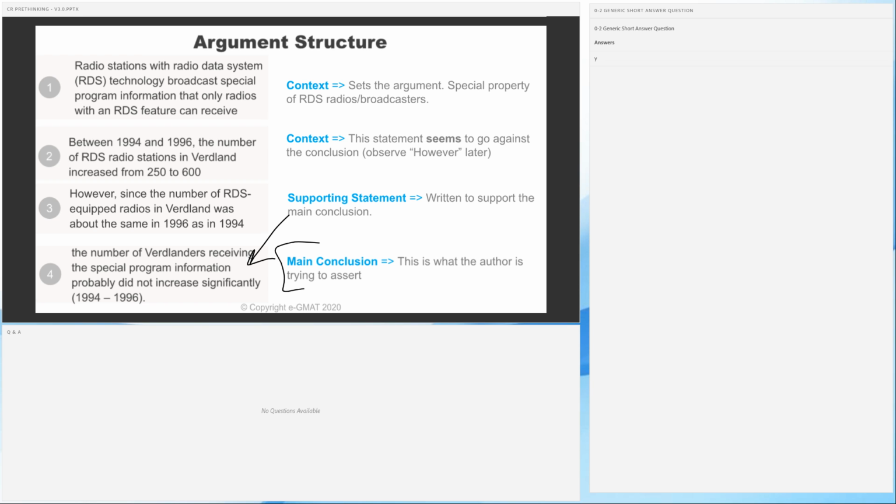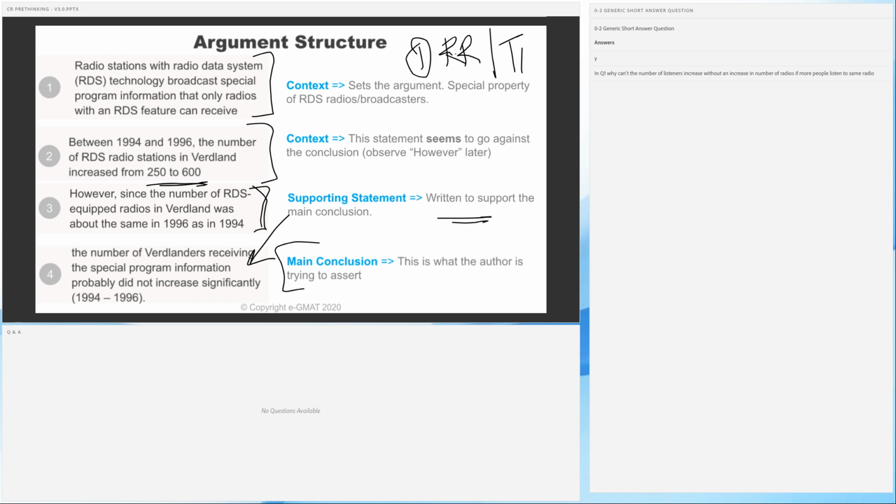Now, there are a couple of things that happened between 94 and 96. The number of RDS radios, which is the number of radios that people have in their houses on which people listen, remained the same. So there were a million radios in 94, there were a million in 96. But the number of transmitting towers increased a lot. They more than doubled. Okay. All right. And then you have this context here which says, hey, if you want to get that special program information, you need a mated pair. You need one, the radio in the house, the receiving radio, RR, and then you also need the transmitting radio or the radio station.